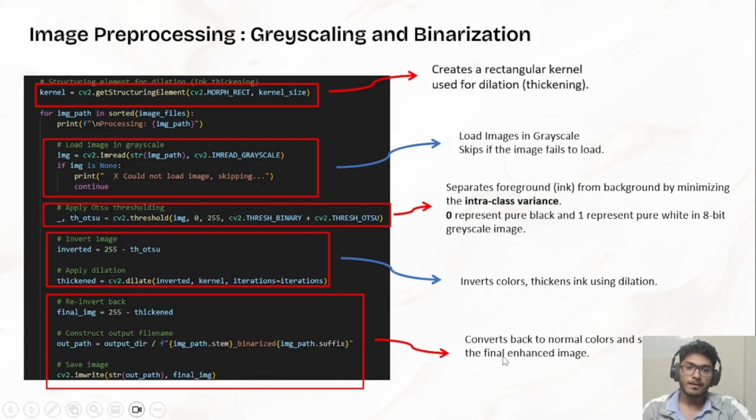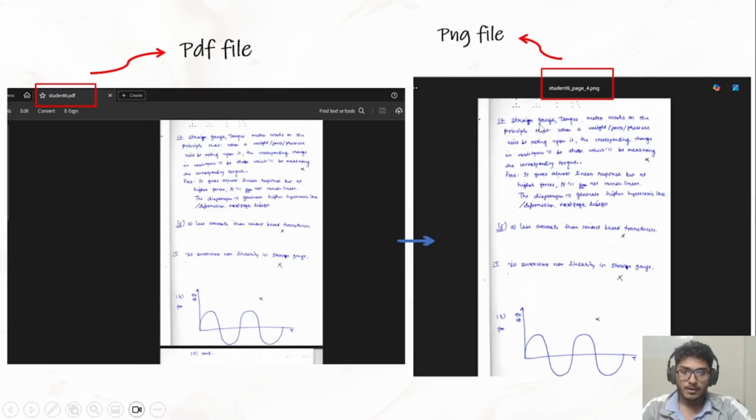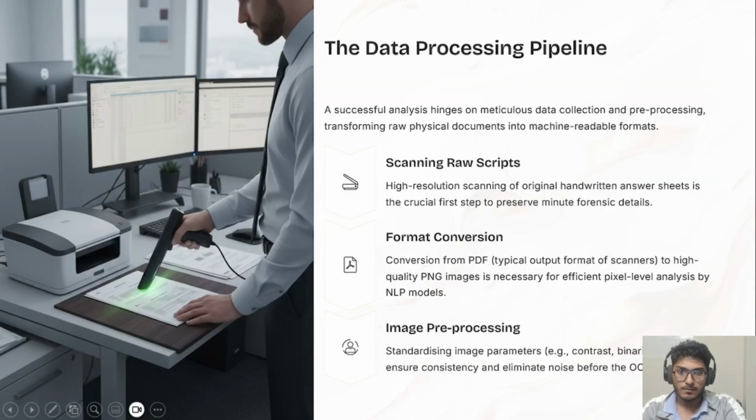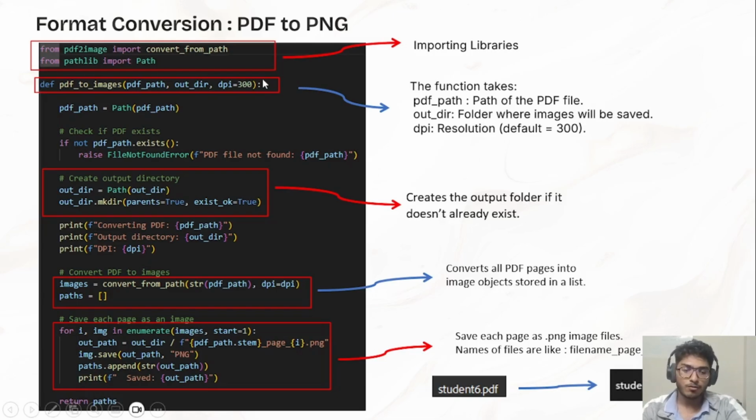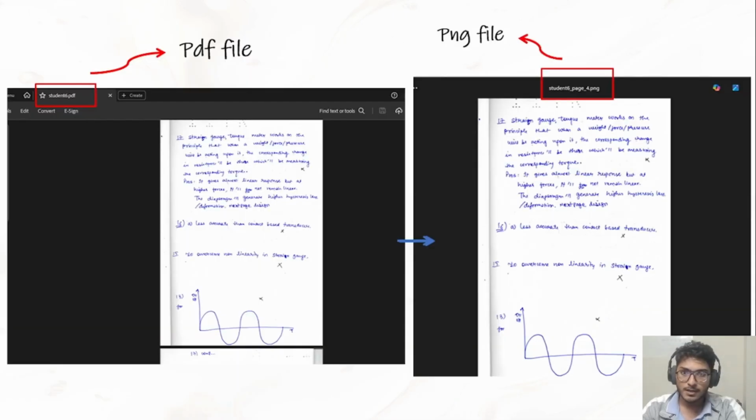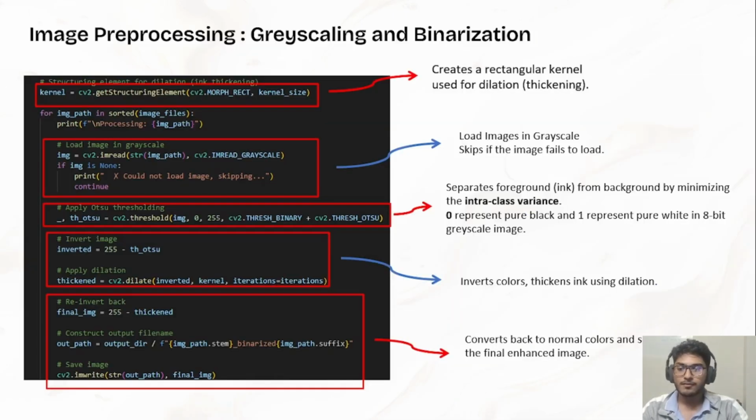So in short, in this we are converting PDF to PNG. Our PNG files are stored in the format we have seen. Then we transfer the PNG files to our kernel and it grayscales them. We have seen the code. It then uses thresholding, which uses intra-class variation, and converts into grayscale. The grayscale images then have their colors inverted and then re-inverted, because this is the binarization code.